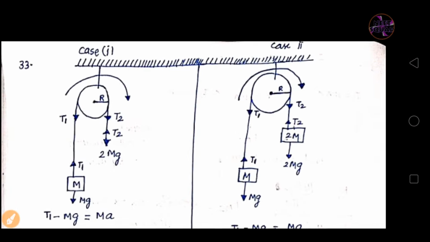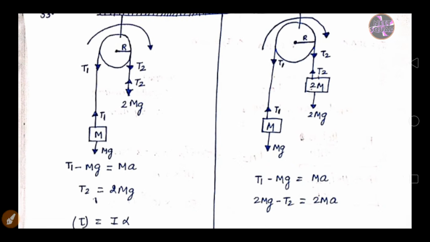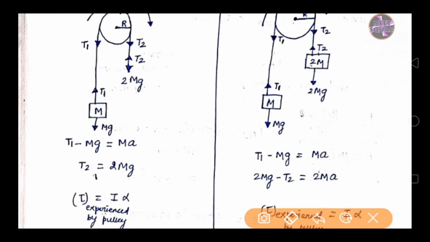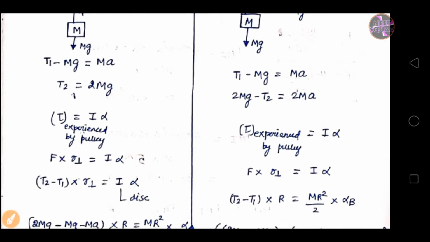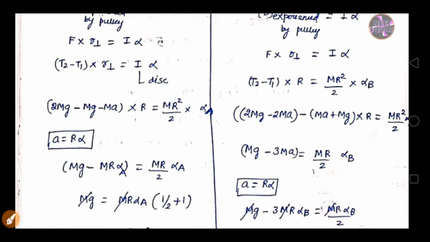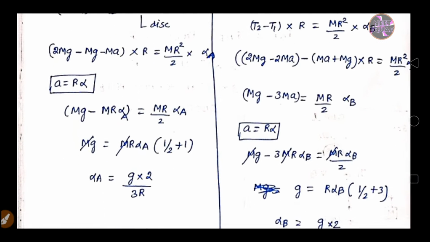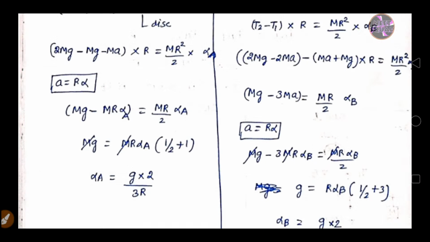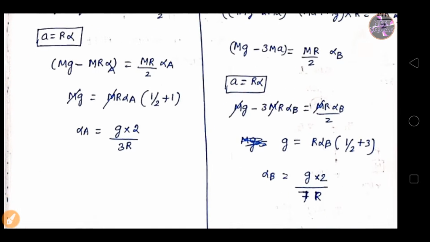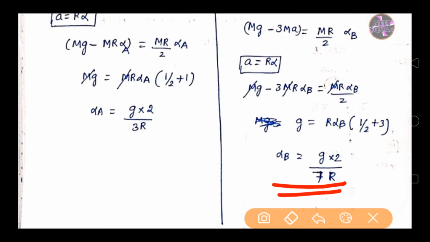Similarly proceed for case 2. But in case 2, T2 is not directly equal to 2mg, because 2m is a mass, here a block. So you have to apply the same kind of equation. Here also the object is rotating in this fashion. So you have to take the equation 2mg minus T2 is equal to 2ma. So same thing, torque experienced, force into perpendicular distance, net force into R. Similarly, A is equal to R alpha. Everything substitute, and finally you get alpha B as this value.